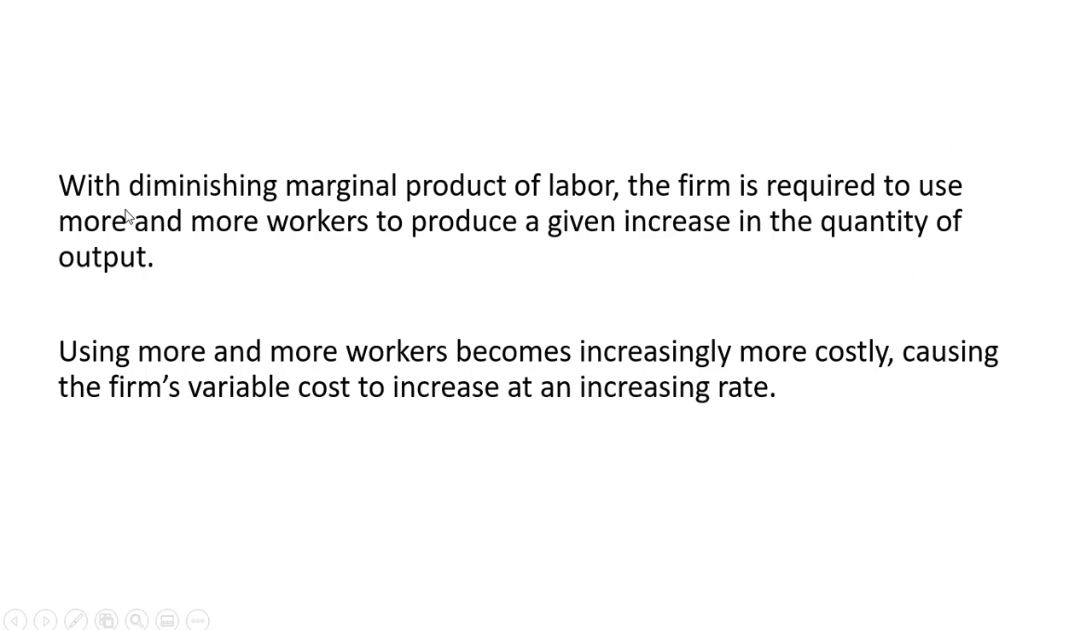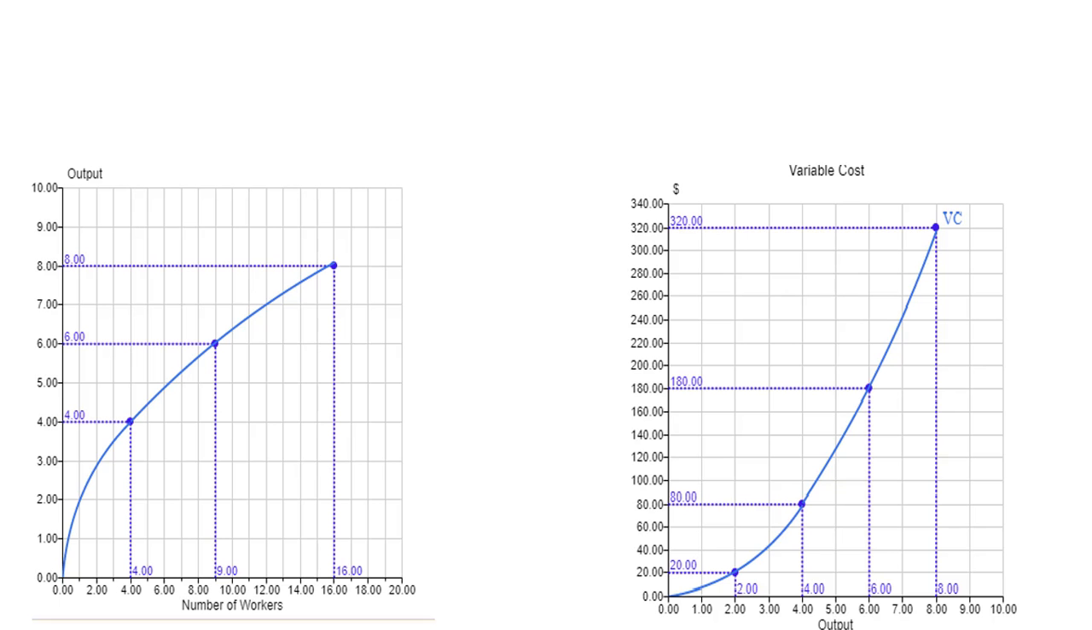So to sum up then, with diminishing marginal product of labor, the firm is required to use more and more workers to produce a given increase in the quantity of output. Using more and more workers becomes increasingly more costly, causing the firm's variable cost to increase at an increasing rate. Let's look at it with some numbers here.